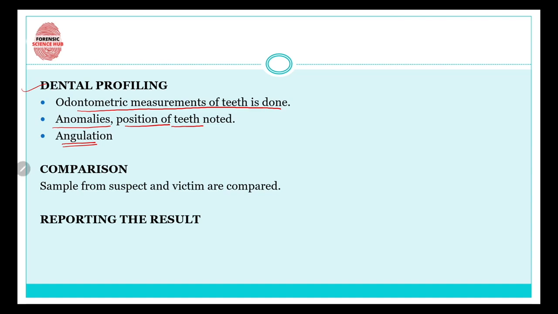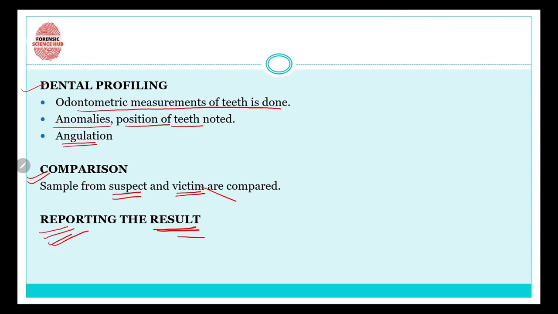Now once everything is done, the comparison is made. Samples are collected from both the suspect and the victim, and those samples are compared with each other, and we see what the similarities and dissimilarities are. On the basis of knowledge and experience, the odontologist gives the result, that is, whether the suspect's sample matches with the victim's sample or not, and after that a report is made.